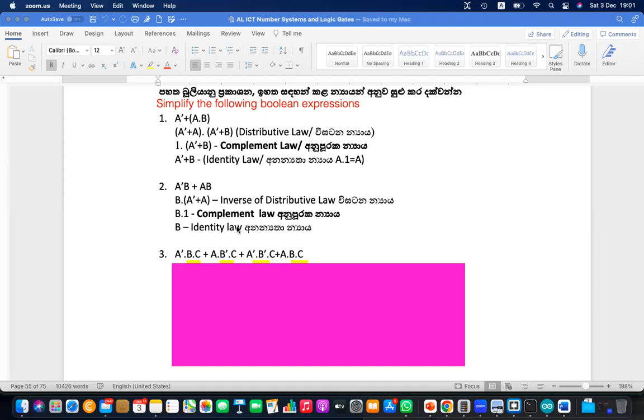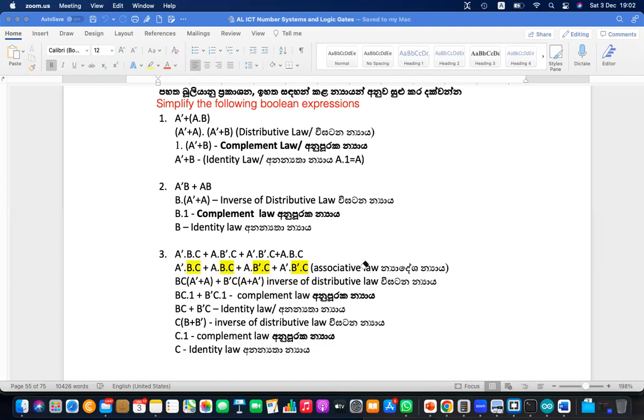Okay, the third one. When solving the third one, you can write adjacent terms together. Adjacent terms means you can write the common ones next to each other.